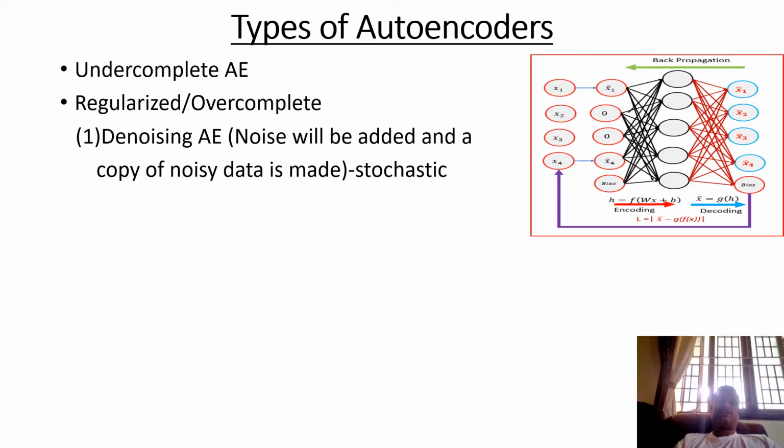When I try to match between the output layer and the input layer, or the noisy data and my output, I will be able to get the noisy data. If I get the noisy data, you can see the purple line where I can subtract it from my original input and generate only the noise. If I can take only the noise, I can easily get the noise-free data also. This is one form of overcomplete.